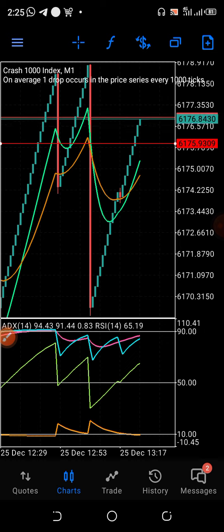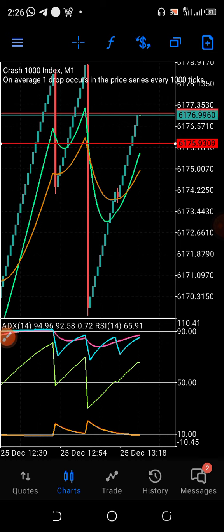For you to be in a safer place, please use Boom 1000 and Boom 500, Crash 500 and Crash 1000. Please don't do this mostly on Crash 300 and Boom 300. Please use the two higher numbers to trade this very strategy, except you have a huge account. It will be more convenient for you.